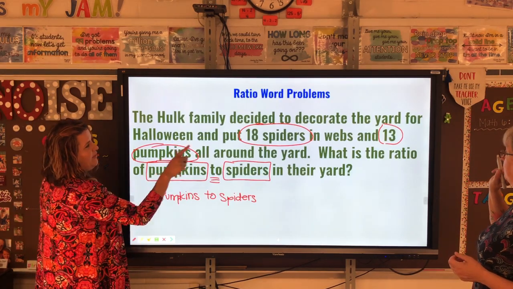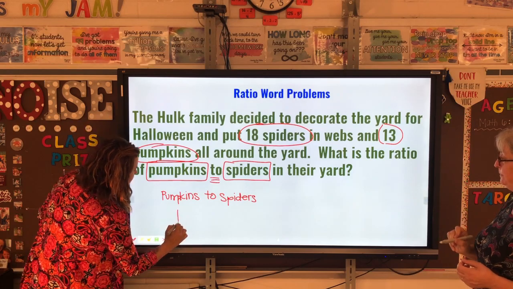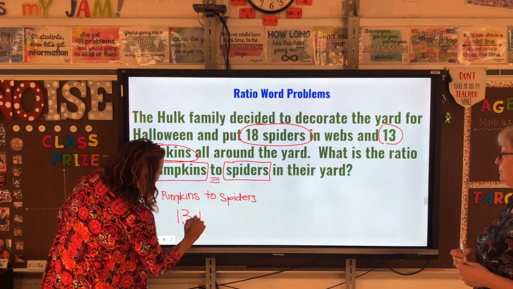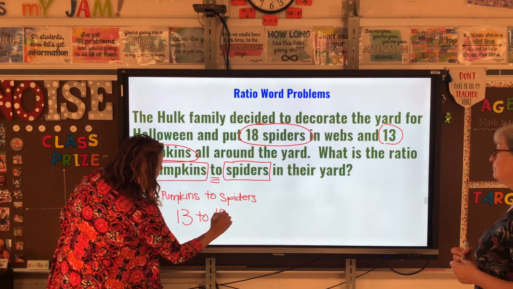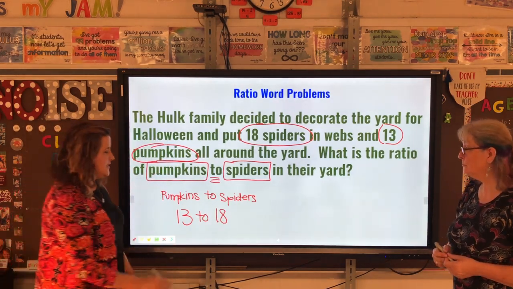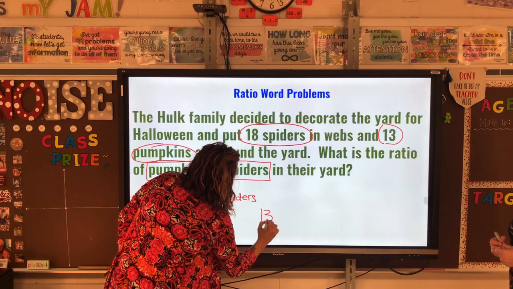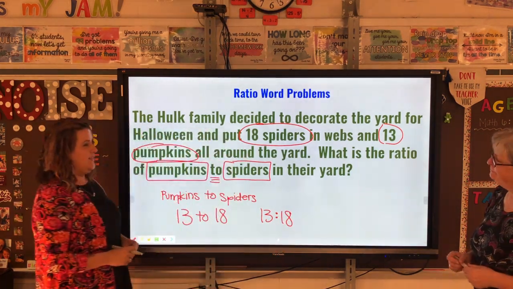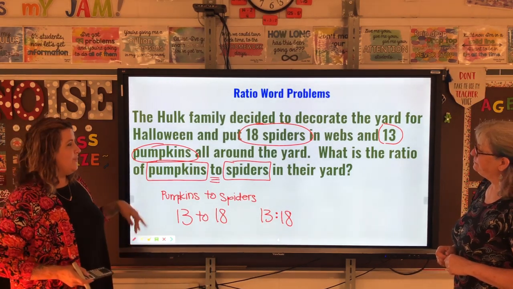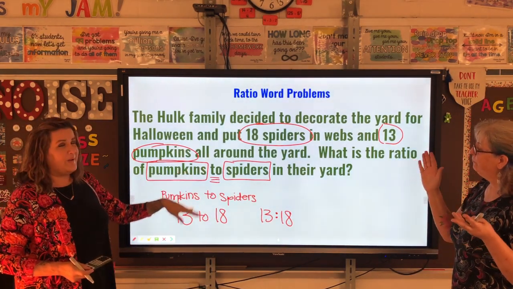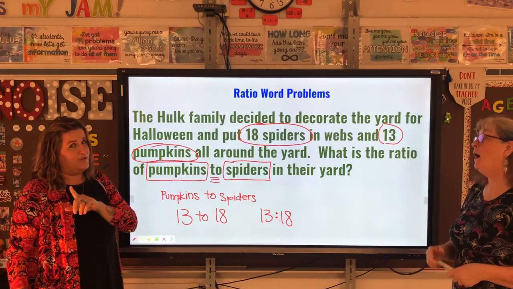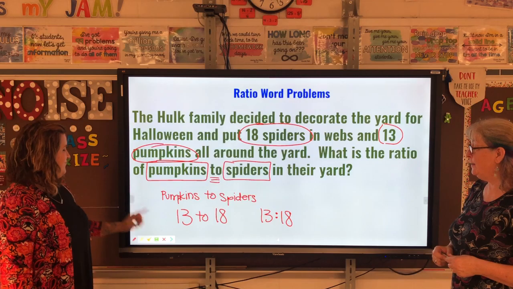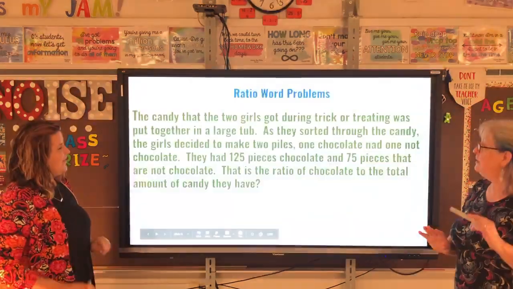So I have 13 pumpkins. That number goes first. 18 spiders. That number will go second. And I can write it in words, and I can write it with that colon. Can we write it as a fraction? We don't write that one as a fraction in our final answer because pumpkins and spiders is part to part, not part to whole. So, word form, colon form. Awesome.